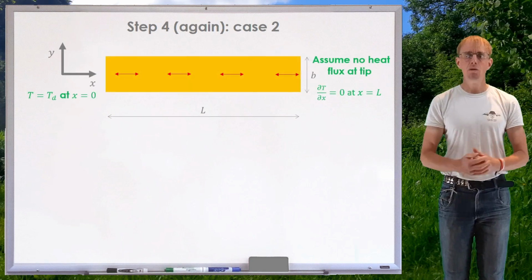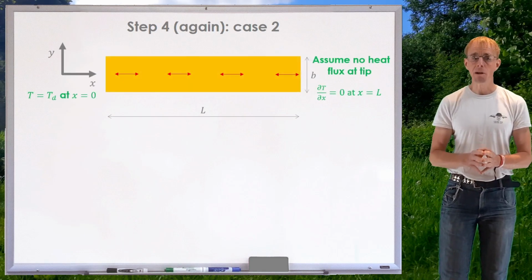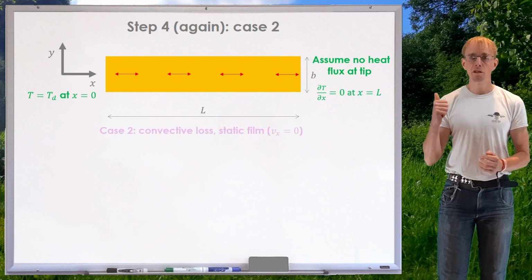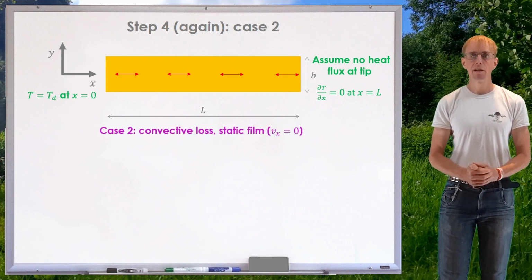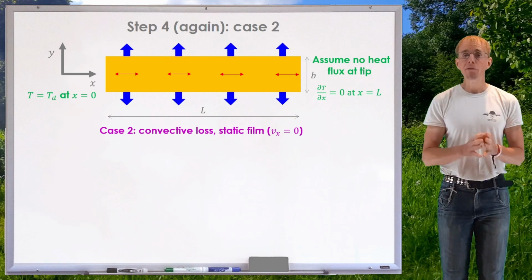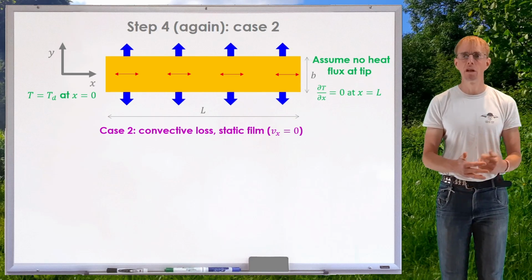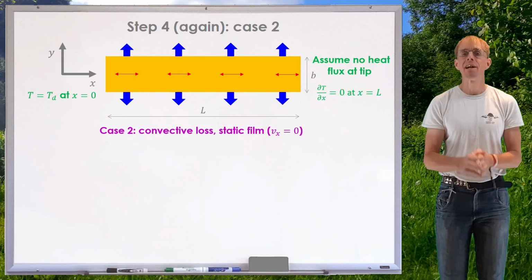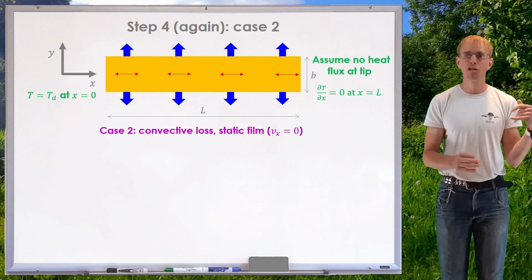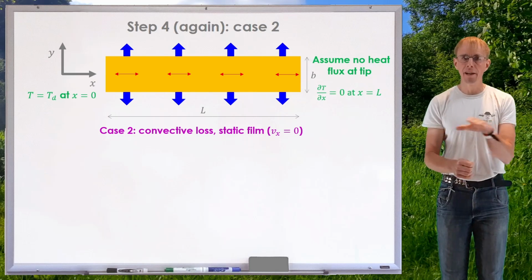So case 2 was a little different from case 1 because we do now have external heat transfer by convection. And so those blue arrows come back again. We, however, maintain our static film. So this corresponds to our extrusion line being shut down, but shut down at temperature. So our die is still hot. We've got convection off the extrudate as it's lying there.